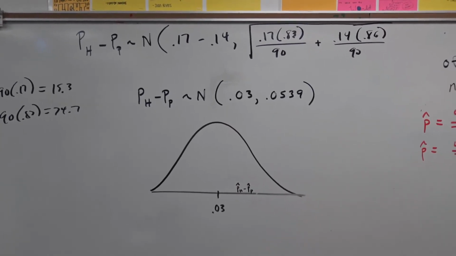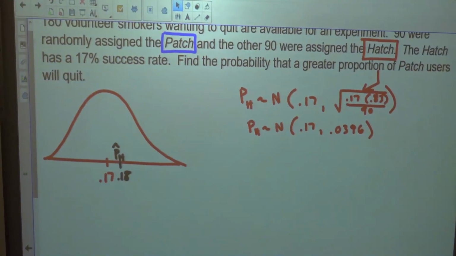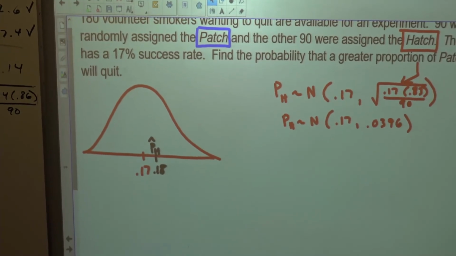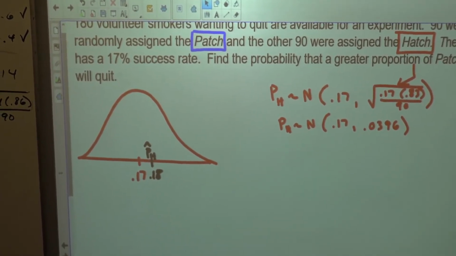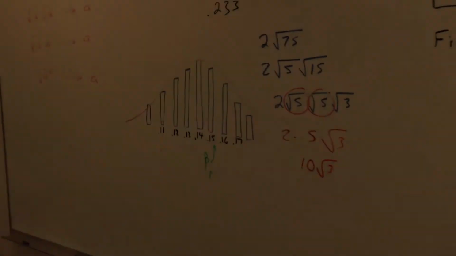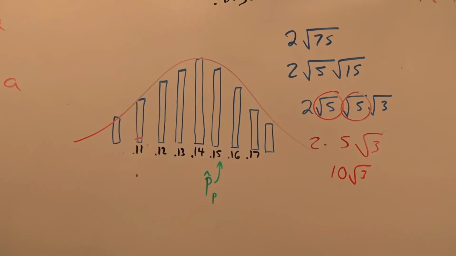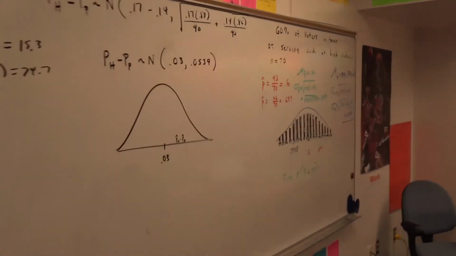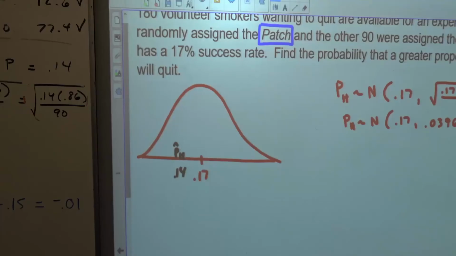Now, let's try to make sense out of that 0.03, that's the mean difference. There's many ways to get a difference of about 0.03, but here's one way. In the hatch, maybe 18% of the people using the hatch were able to stop smoking, and perhaps of the 90 people here, 15% of them were able to stop smoking. So the 18% minus the 15% is 0.03, and that would be the average difference right there.